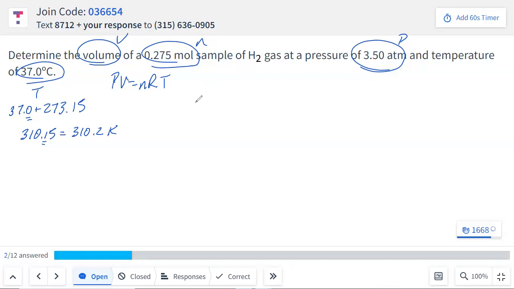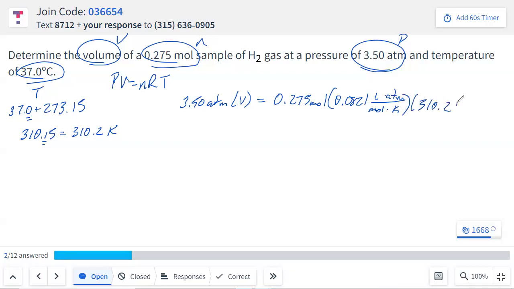With all of those values, I can now just plug them in. My pressure is 3.50 atmospheres. My volume is unknown. My moles are 0.275. My value of R, since I am in atmospheres here, is 0.0821 liters times atmospheres over moles times Kelvin. And my temperature is 310.2 Kelvin.